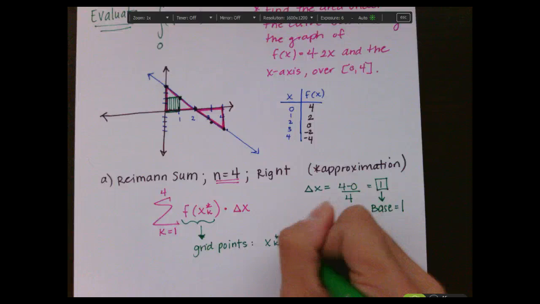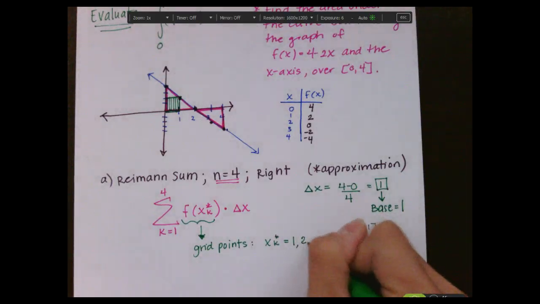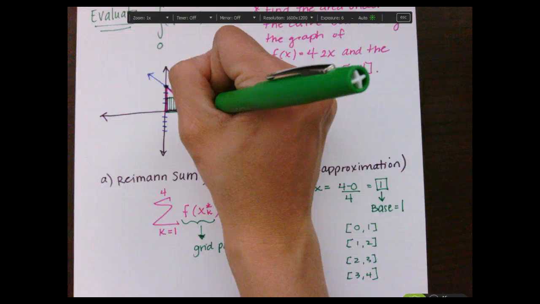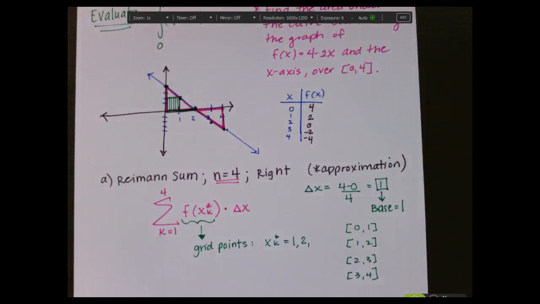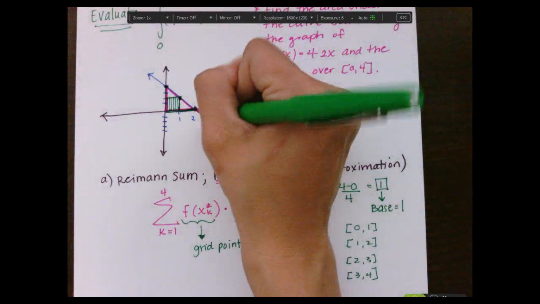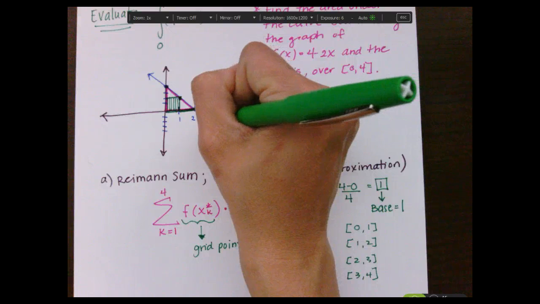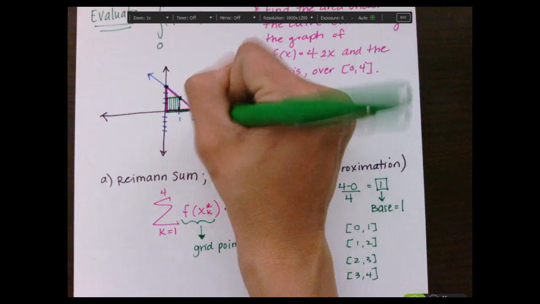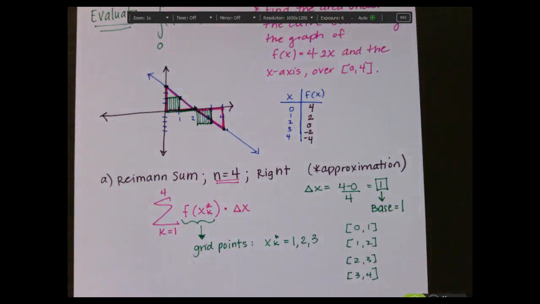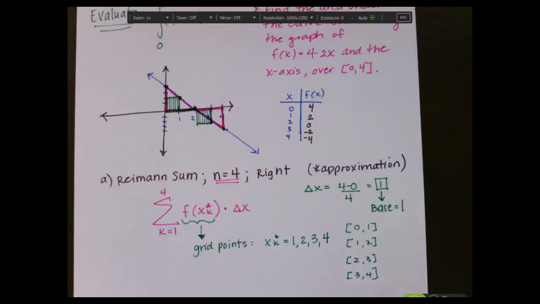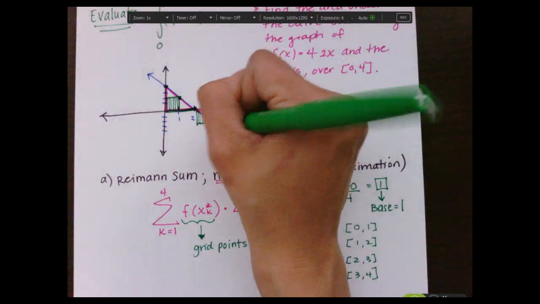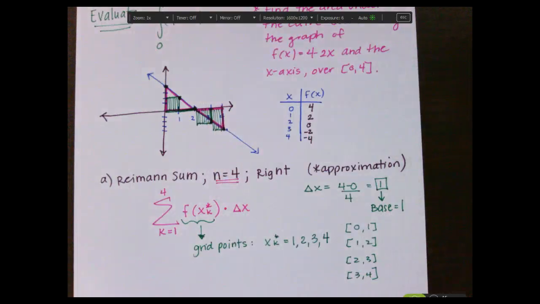My second grid point is going to be 2. So f of 2 is going to be the height. And so in this case, that just gives me a height of 0, and we'll see that calculation in a second. In the third region, my right endpoint is 3. So that gives me a height here, and a rectangle that looks like that. And then my final right endpoint is 4, which gives me a rectangle that looks like that.